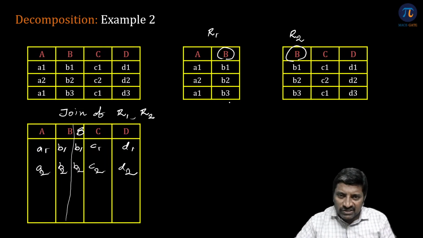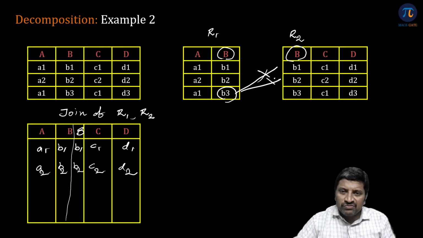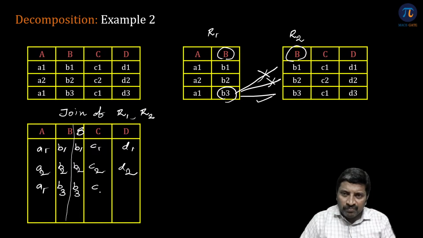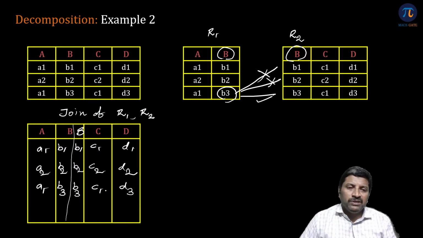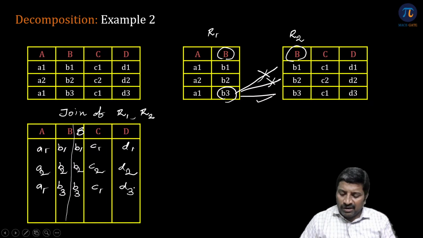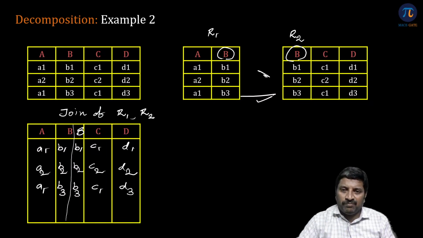What about the third one, sir? This I don't have a matching. This we don't have a matching. But this is having a matching. Fine. So let me write A1, B3, C1, D3. Am I right, sir? So fine. I think these are the tuples we will get in the join.